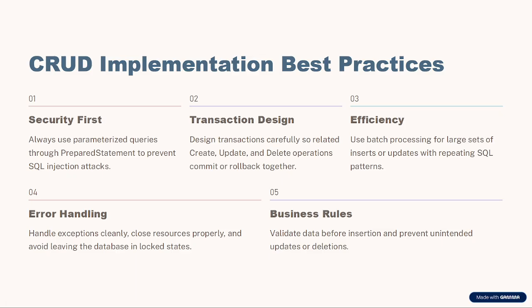Now let's look at some important JDBC best practices. First, always prioritize security. Use prepared statements and parameterized queries whenever possible. Second, design transactions carefully. Related operations should commit or roll back together. Third, use batch processing for repetitive operations involving large numbers of data.